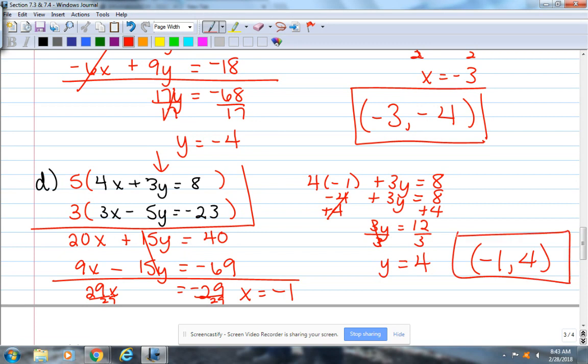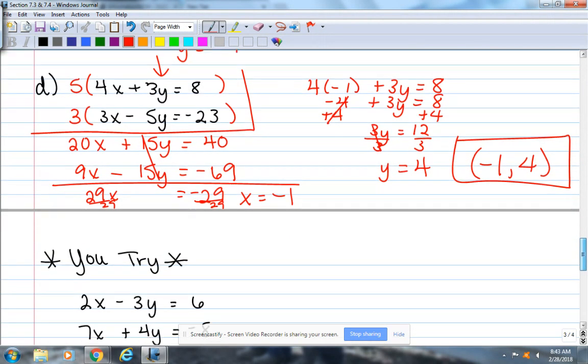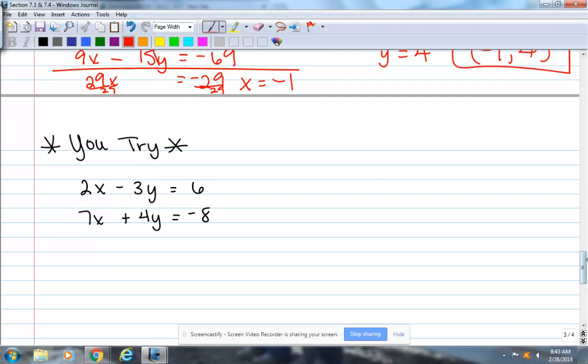Questions, anyone? That's as hard as it gets, y'all, is when you have to multiply both rows. Seriously. Y'all try this one. And I don't care if you eliminate the x's or the y's, whichever one you think is the best.